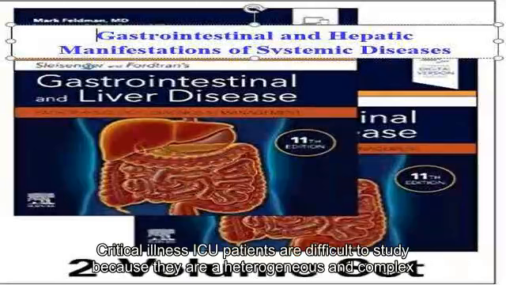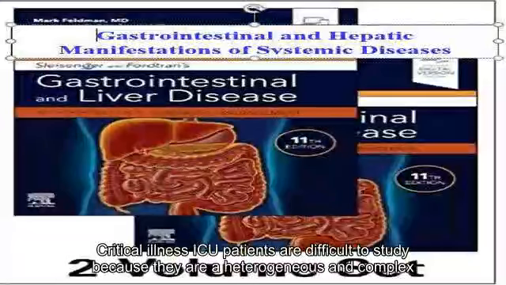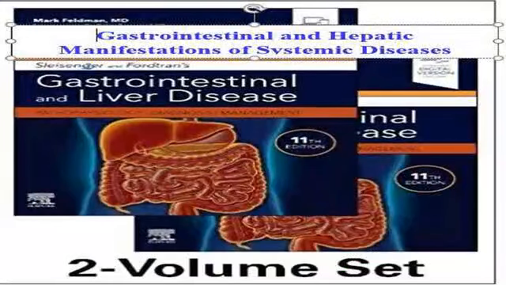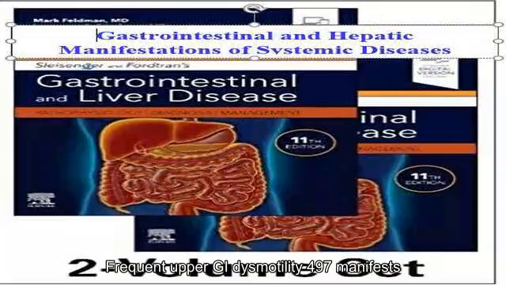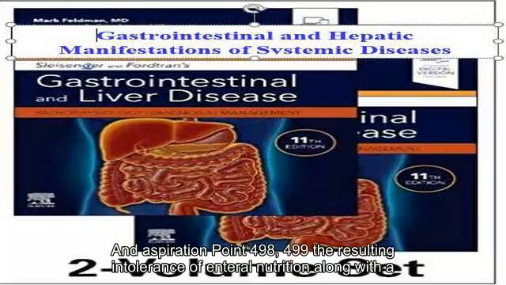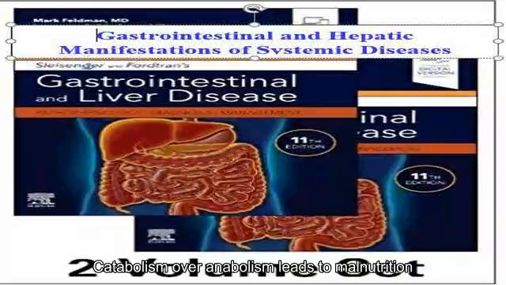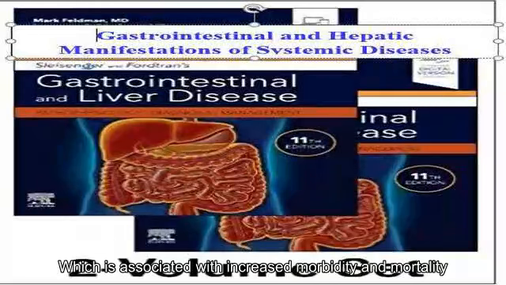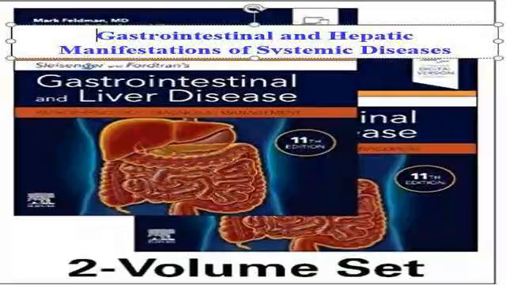Critical illness. ICU patients are difficult to study because they are a heterogeneous and complex group. Frequent upper GI dysmotility manifests as high gastric residual volumes, abdominal distension, vomiting, regurgitation, and aspiration. The resulting intolerance of enteral nutrition along with a predominance of catabolism over anabolism leads to malnutrition, which is associated with increased morbidity and mortality.